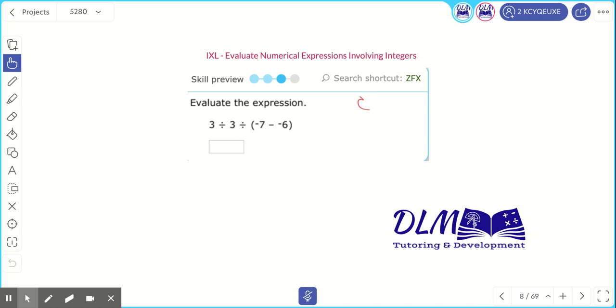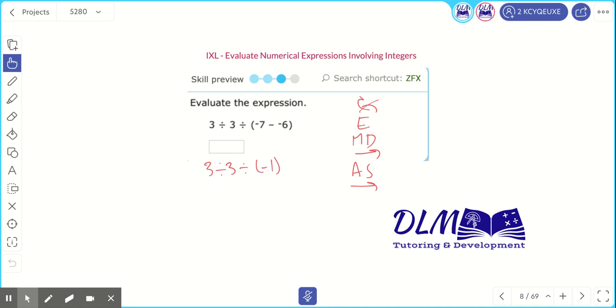Next, I use GEMDAS again. Every single time I'm writing it so that I don't forget and I'm able to solve my problems correctly. I end up with a grouping first, so I start by rewriting the part that I can't do anything with yet, 3 divided by this grouping. Well, inside the grouping, I have negative 7 minus negative 6. I know that when I'm subtracting, I'm adding the opposite. So I'm going to now change this to negative 7 plus positive 6, which would give me a negative 1.